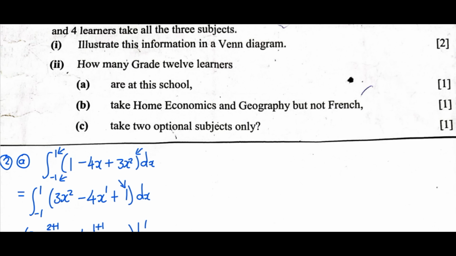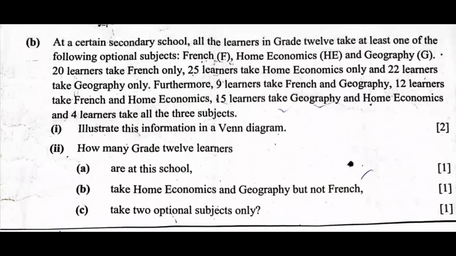Now let's look at question B. At a certain secondary school, all the learners in grade 12 take at least one of the following optional subjects. There is French, home economics, and geography. 20 learners take French only.